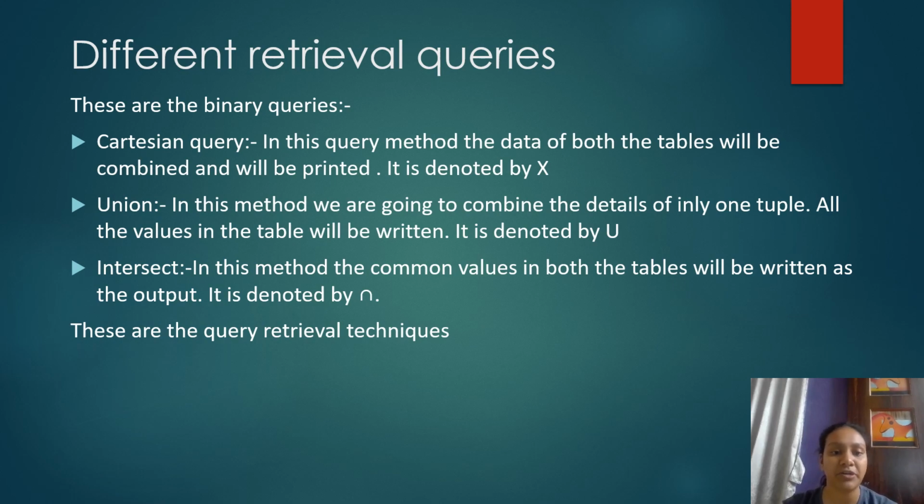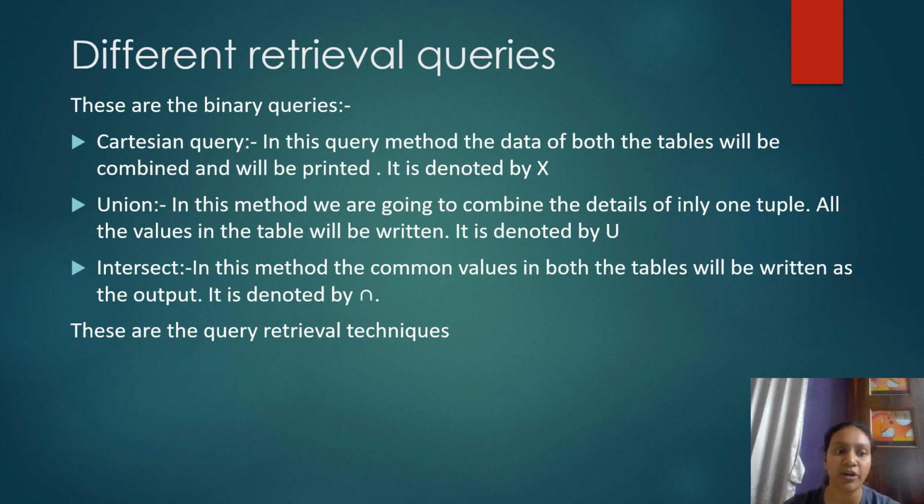And then next we have the union. In this method, we are going to combine the details of only one tuple or one attribute, and all the values in that particular attribute will be written, and it is denoted by the union symbol or U. And then next we have the intersection. In the intersect query, when we give the intersect condition between any two tables or any two attributes, only the common values in both will be shown as the output, and it is denoted by the inverted U or the intersect symbol.